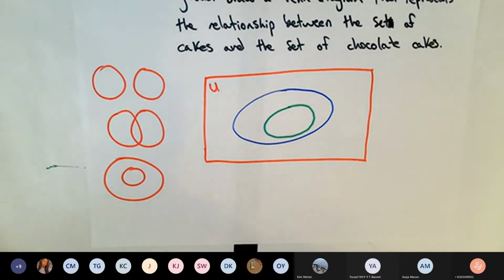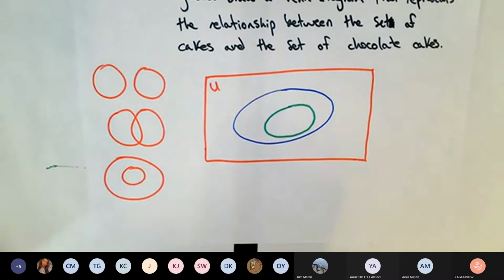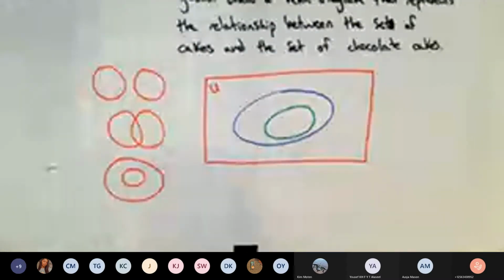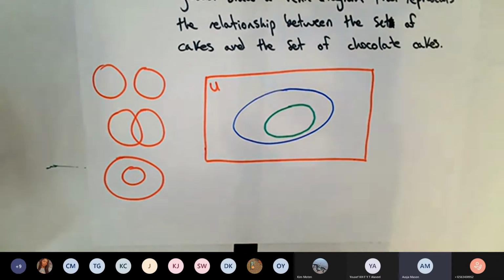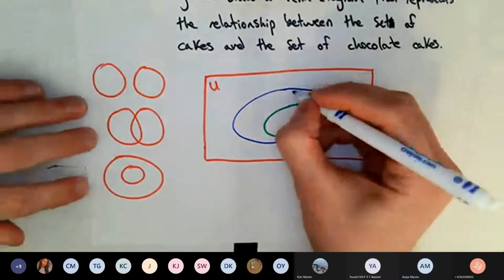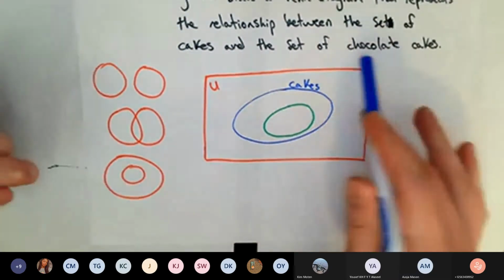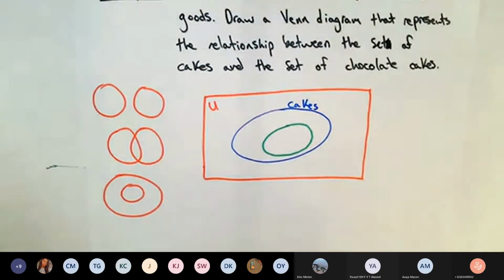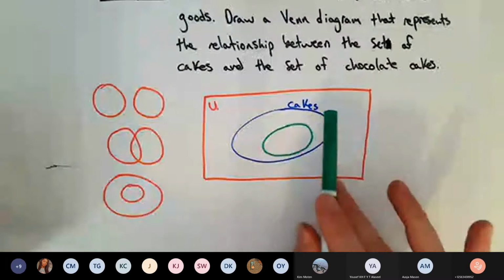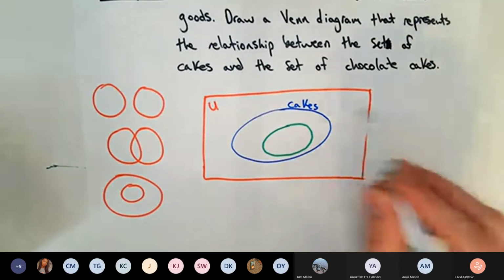Aja, what do you think the blue set would be? Would it be the more vague cakes or would it be chocolate cakes? I'm thinking that it would be the more vague cakes, because it's the broader category, right? That's good. This would be cakes, because there are things that are cakes that are not chocolate, right? You could have, I don't know, a vanilla cake or something, or a carrot cake. So this is the broader set. It's the more general set. It's not as exclusive of a club, whereas chocolate cakes is.